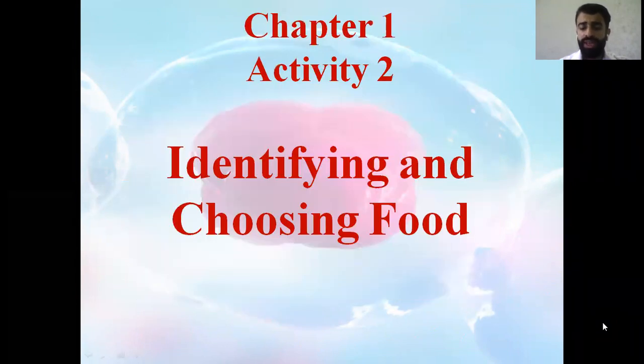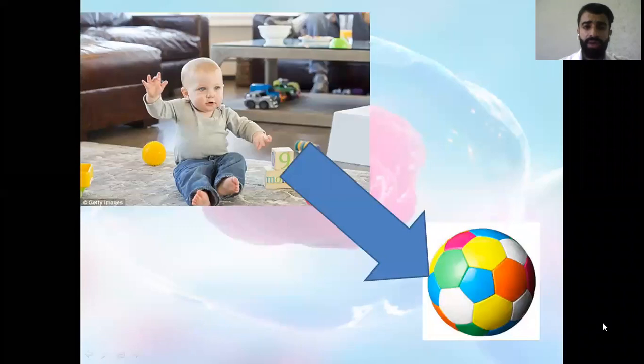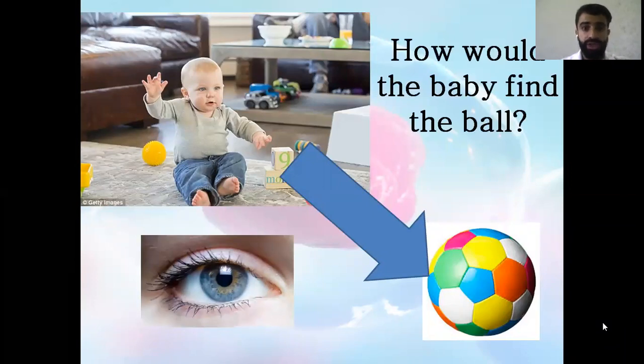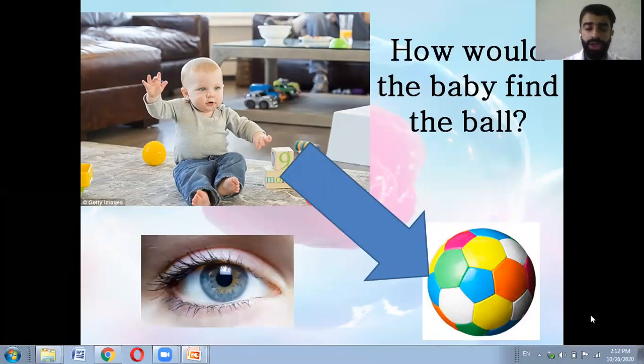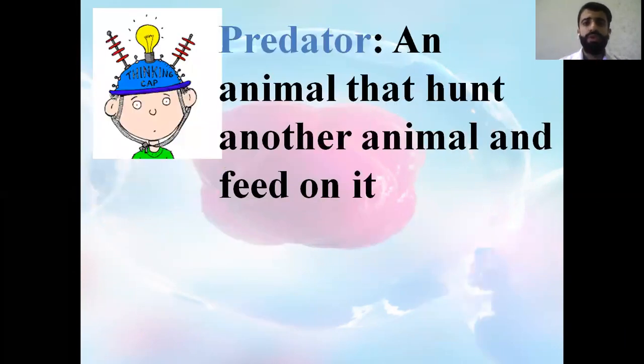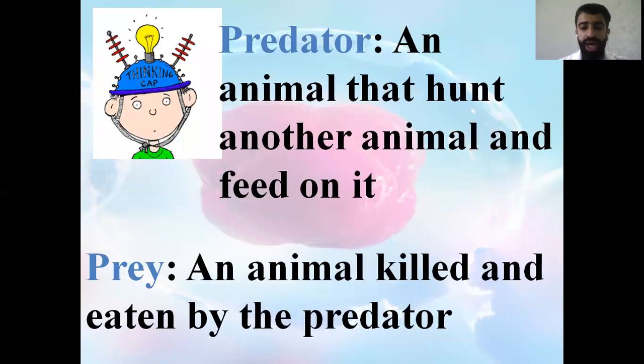Moving to identifying and choosing the food. How does this baby find the bowl? Using the eyes. This is the sensory organ, while it uses the sense of vision. First, before we move, you have to know the meaning of a predator. The predator is the animal that hunts another animal and feeds on it. This is called the predator, while the prey is the animal killed and eaten by the predator.